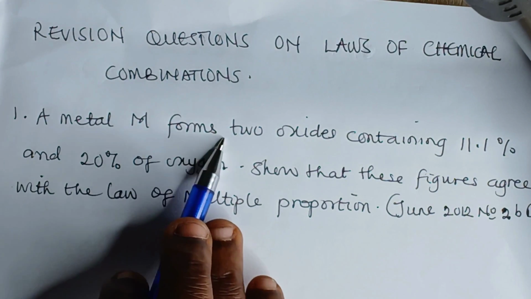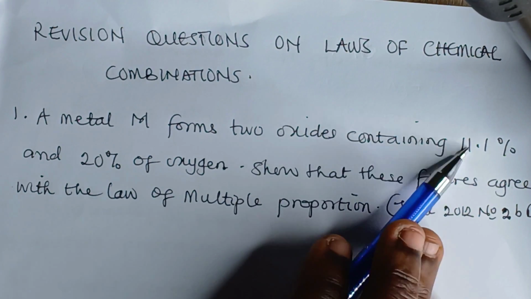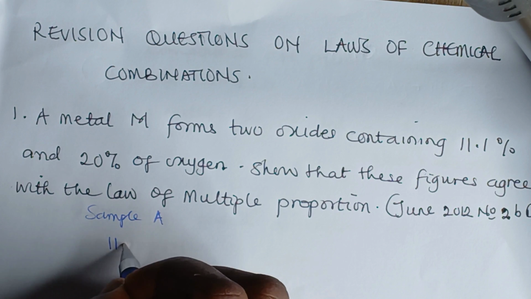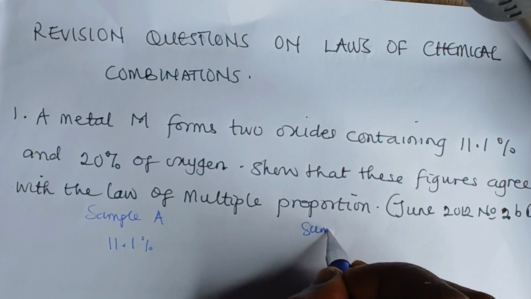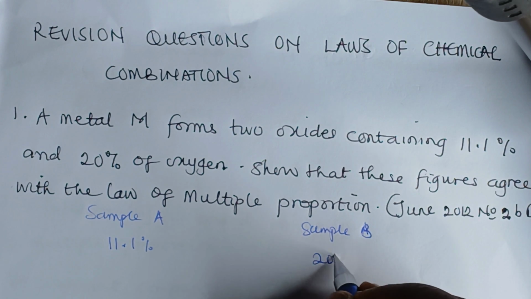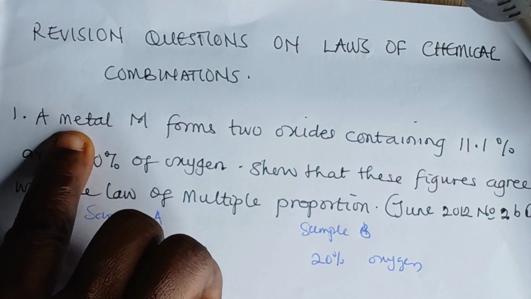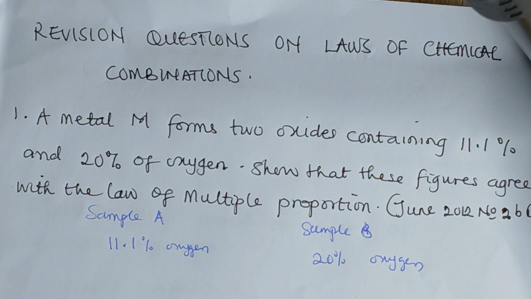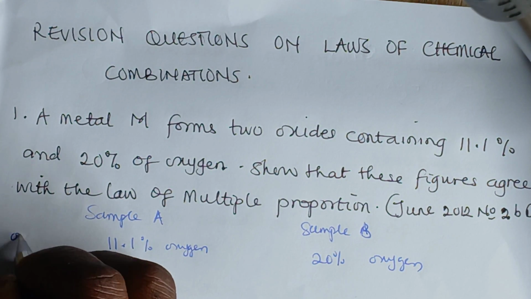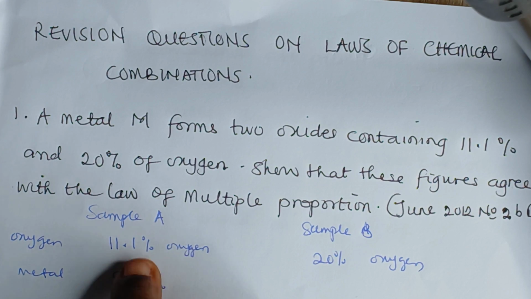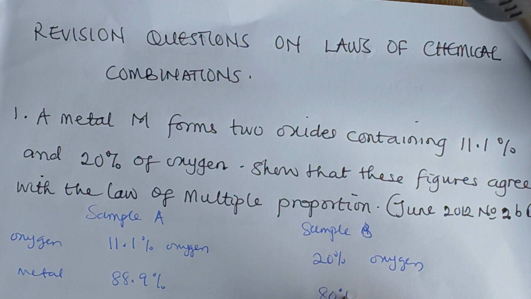Now from this question, a metal M forms 2 different oxides containing 11.1 and 20% of oxygen. That is, the first sample contains 11.1%, and the second sample, sample B, contains 20% of oxygen. So if the metal combined with oxygen, you have metallic oxide. So it means the total mass of the oxide is 100, while that of oxygen is 11.1. If that is the case, the mass of metal is what? The mass of metal in this case is therefore 88.9%, subtracting 11.1 from 100, while here it is 80%.